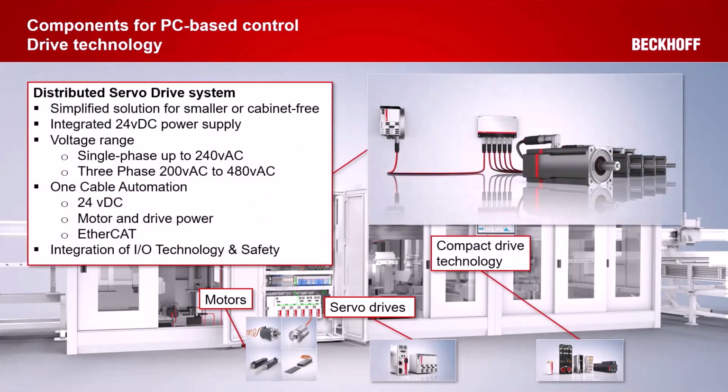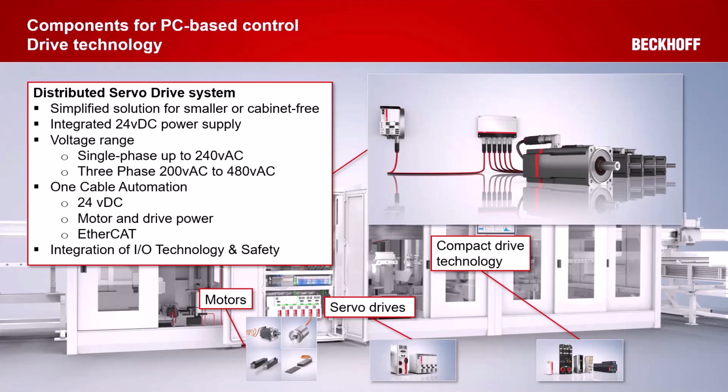The last hardware I'd like to cover is the distributed servo drive technology. This is a cabinet-free solution in which we integrated a 24-volt power supply. We offer a voltage range of support for single-phase AC power or three-phase power all the way up to 480 volts AC. A really nice benefit of the distributed servo drive technology is the one cable automation. This one cable automation is one cable that passes 24 volts, motor and drive power, and EtherCAT communication to the distributed drive on the machine.